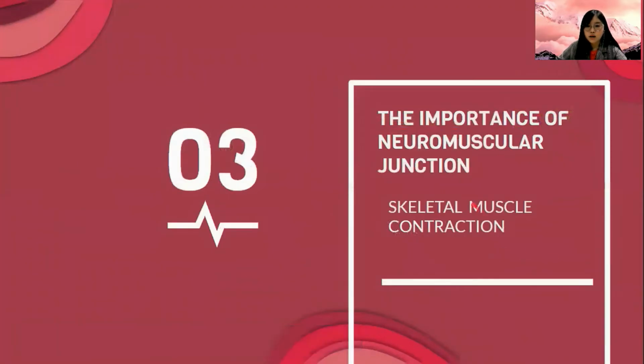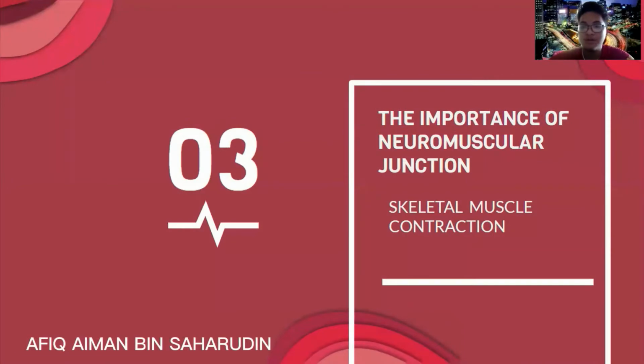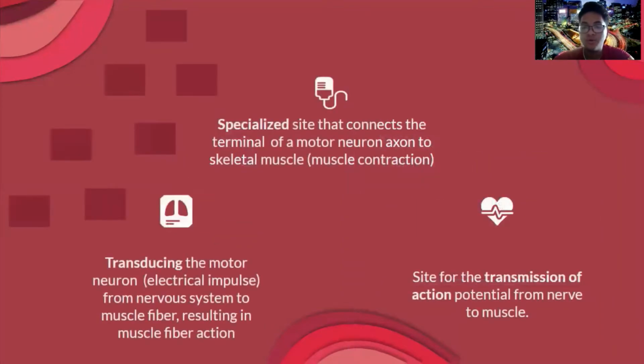Okay, we have finished the structures and function. I'm going to present the importance of the neuromuscular junction. So, I think the main importance of the neuromuscular junction is skeletal muscle contractions. We all know that skeletal muscle contraction only happens when it is stimulated with a nerve impulse from a motor neuron. But it will not happen without innervation. So the muscle will become paralyzed and eventually atrophy. So, the neuromuscular junction acts as a specialized site that connects the terminal of the motor neuron axon to the skeletal muscle for muscle contraction. So, I'll give an example.